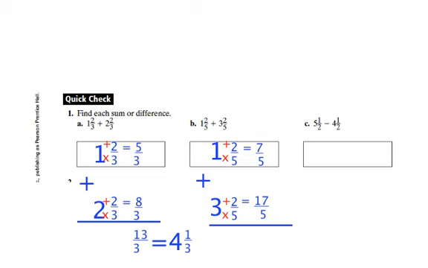7/5 plus 17/5 would be 24/5. Then we need to change that into a mixed number. 5 goes into 24 4 times. 4 times 5 is 20. 24 minus 20 is 4, so we're left with 4/5. So our final answer is 4 4/5.